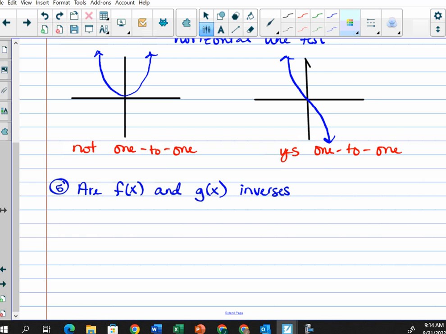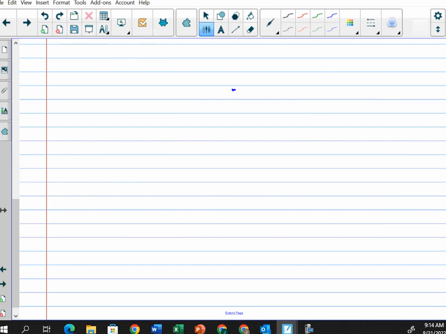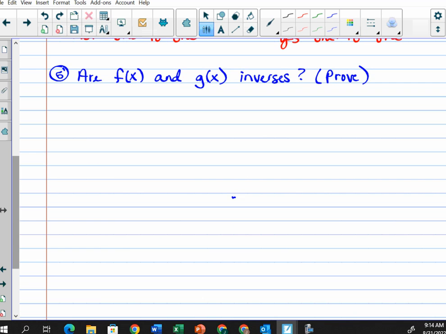All right, are f of x and g of x inverses? And I want you to prove this. This is where you plug into each other and see that. Yes! Good memory. All right, so you are given f of x equals 2x minus 6, and g of x equals 1/2 x plus 3.